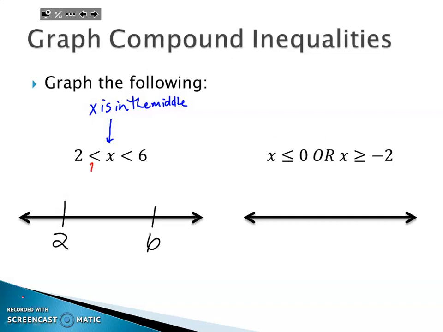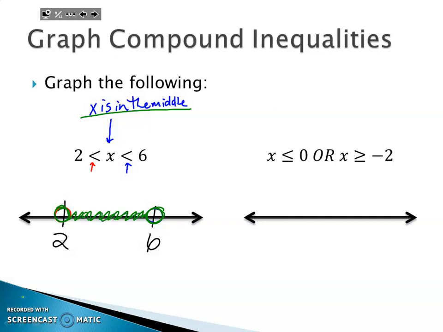At my 2, I need to have an open circle. At my 6, I need to have an open circle. And again, I'm going to say it one more time. If the x is in the middle, we shade in the middle. So that's my bounded interval. X is in the middle, I shade in the middle.